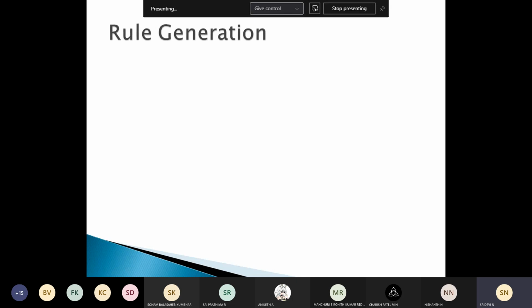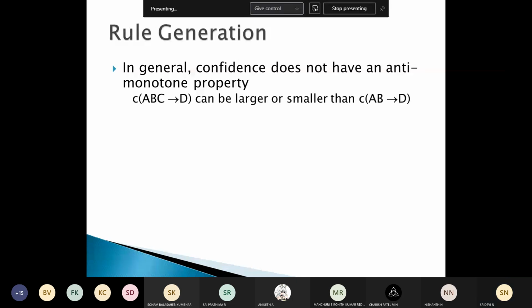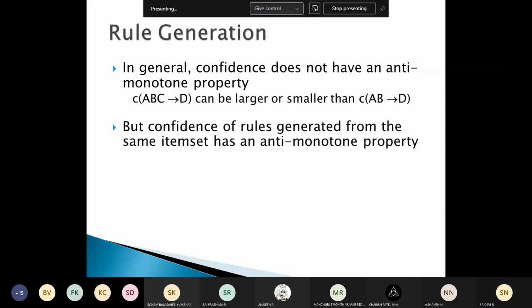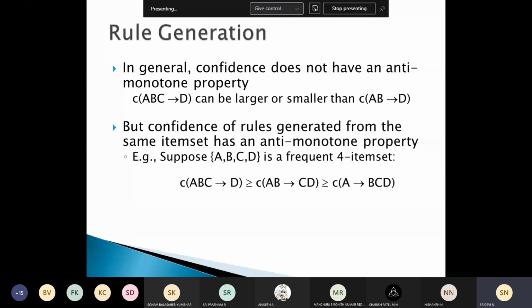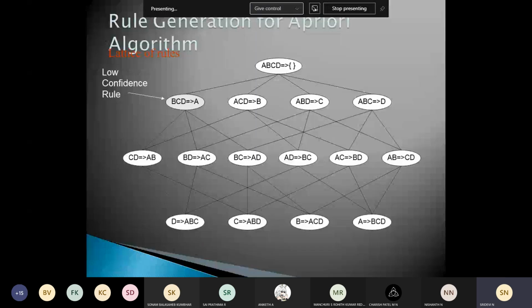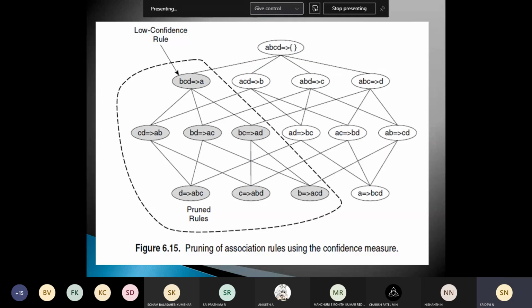Okay, rule generation we have discussed yesterday. As you are all familiar with the problem, whatever we have discussed, rule generation will not be a problem for you. So suppose ABCD is a frequent 4-item set, and then we can have rules formed. And we also do pruning after forming the rules depending on the low confidence rule, isn't it?